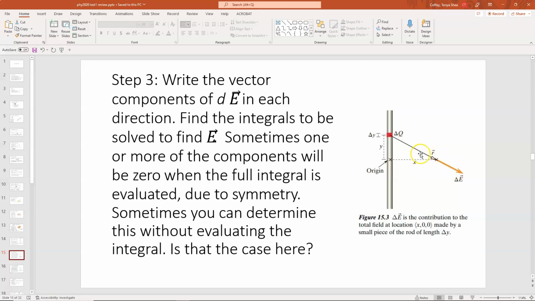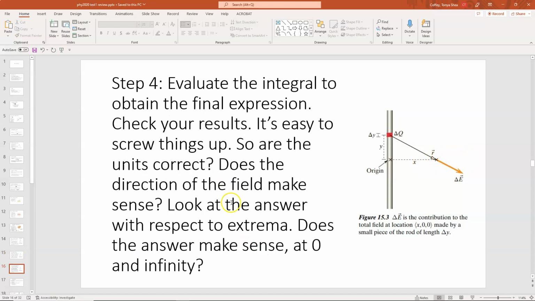So what that means is that we have to solve for what our little delta E in the x direction is, and then integrate over delta Ex from the limits to find the total electric field in the x direction. I hope that makes sense. And you might be using some trigonometry here to find the components. Then you're going to evaluate your integral to obtain your final expression and check your results.